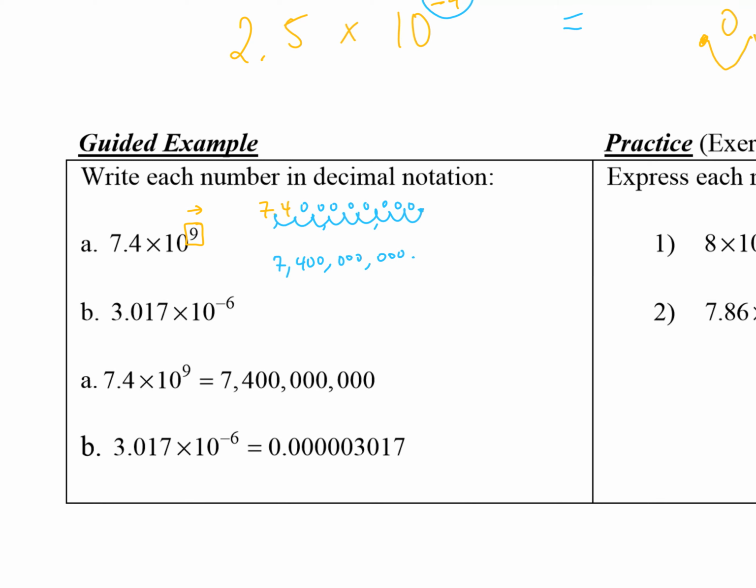That's A. What about for B? Same idea. We're going to take the decimal, 3.017, and we're going to move the decimal to the left 6 times. So 1, 2, 3, 4, 5, 6. We add zeros in its missing empty spots, and we're done. And so there's the answer.